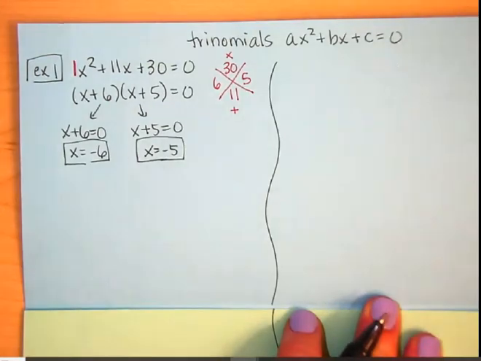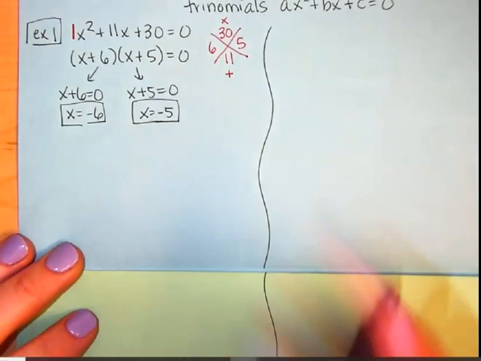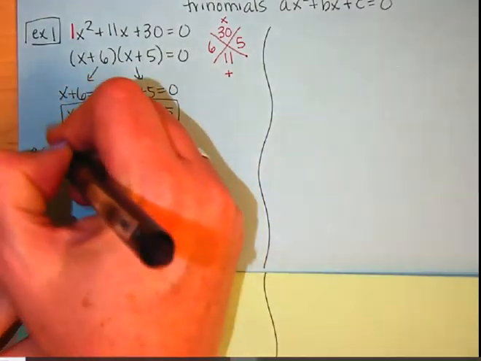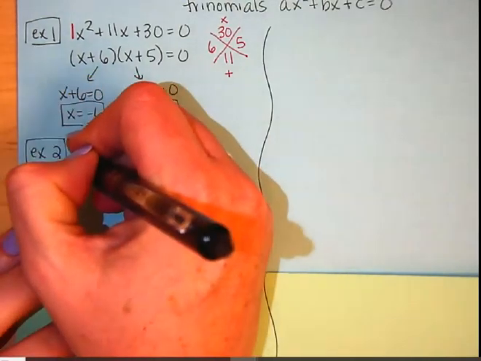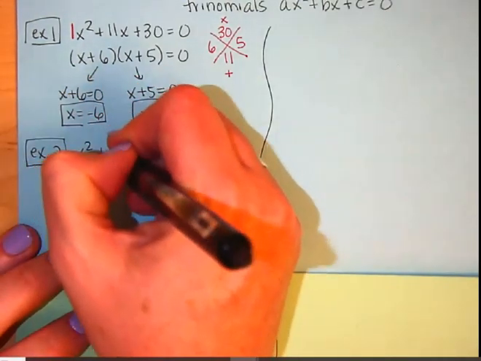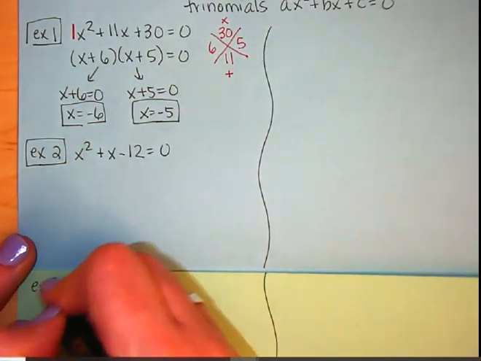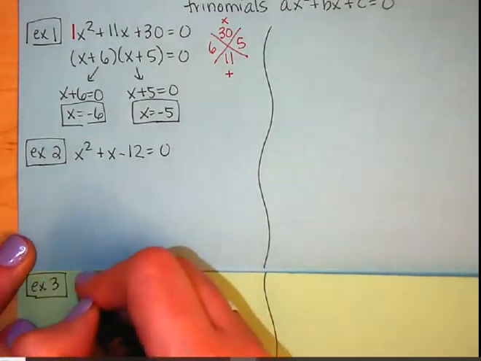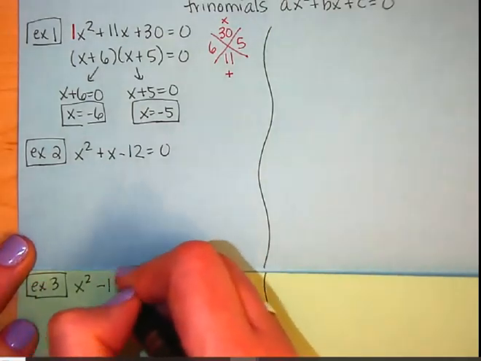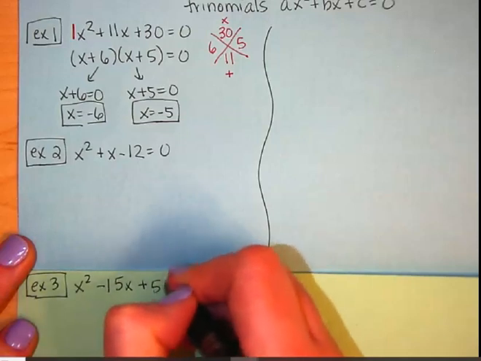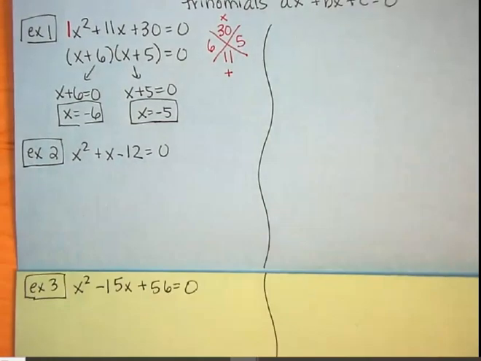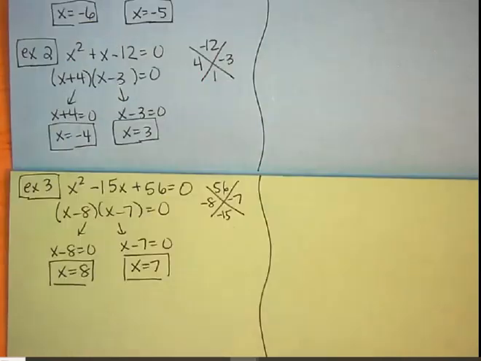And I'm going to give you two problems to do on your own. They're just practicing with different signs. So example 2 is x squared plus x minus 12 equal to 0. And then example 3, x squared minus 15x plus 56 equals 0. Pause your video and do those two problems on your own. All right, here is my work for those two problems. Pause your video if you need to check it with yours.